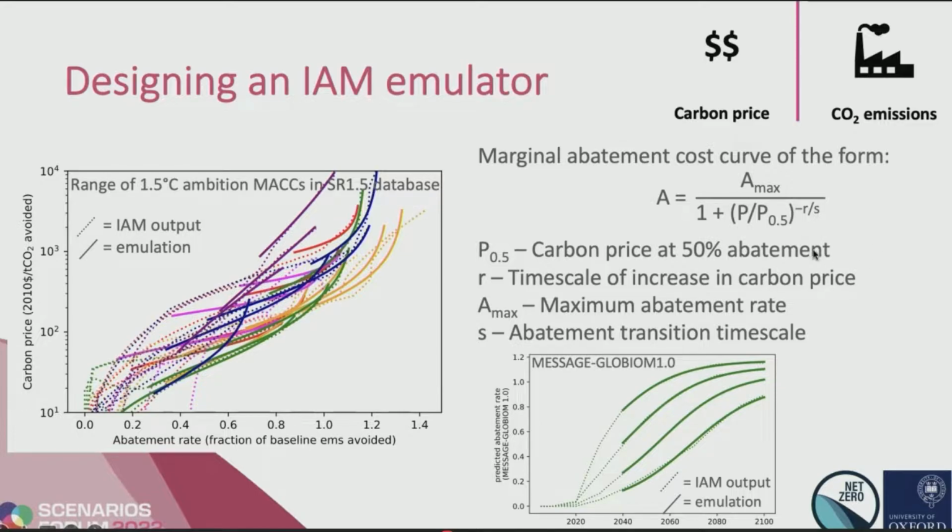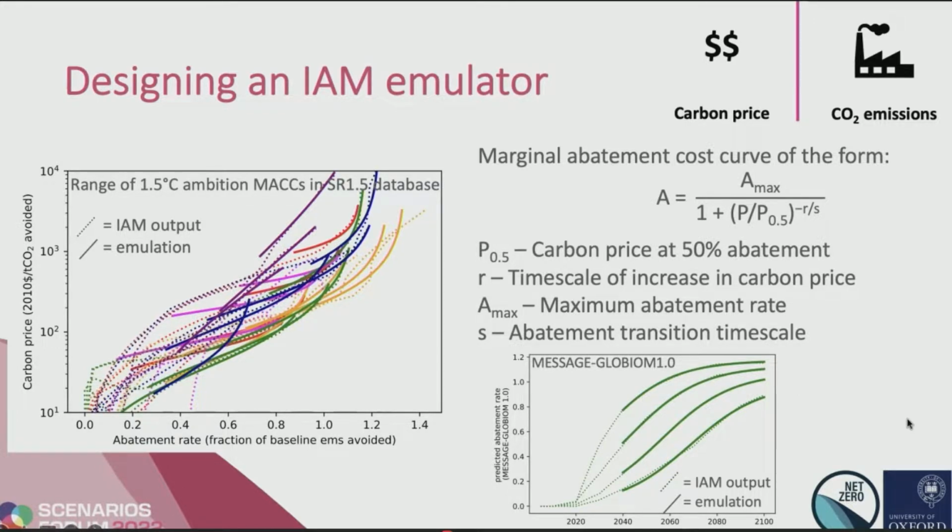And then this transition carbon price P0.5, which tells you about the price that you need to reach to precipitate a lot of the abatement out of the system. And we found that we could model the carbon price to emissions relationship pretty well here. It's not perfect for some individual models like Message, which are very smooth. We got very good fits, but it's not perfect for sure.